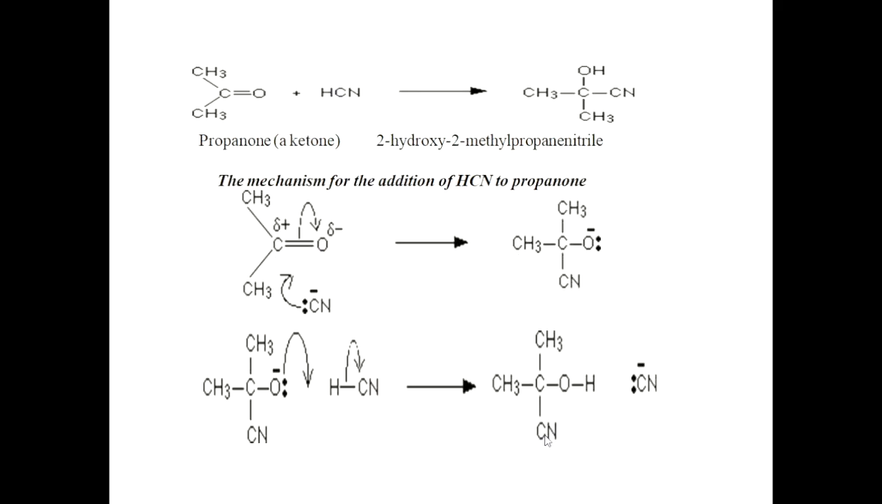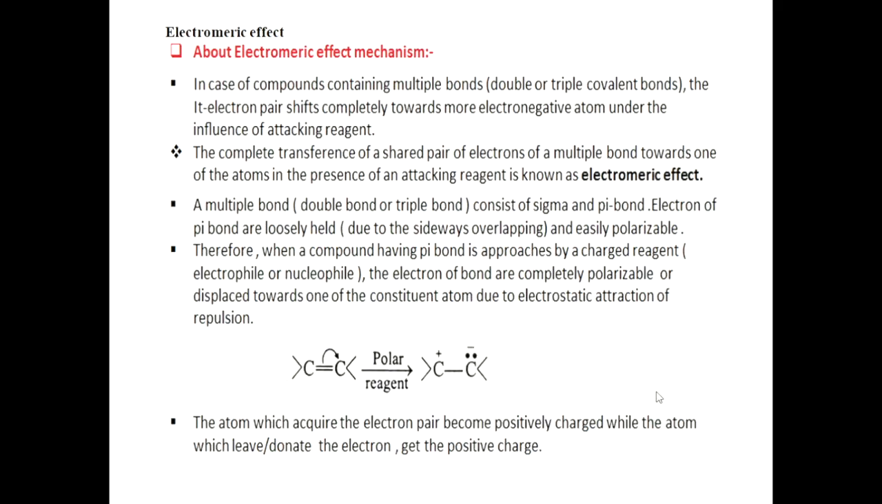This cyanoalkoxide then takes a proton from the HCN, and we will get the cyanohydrin as a product. Acetone also undergoes this reaction, where the cyanide will attack the acetone carbonyl, and we will get the alkoxide ion with cyanide. This alkoxide ion in the next step will take the proton from the HCN, and we will get the cyanohydrin and cyanide as products.